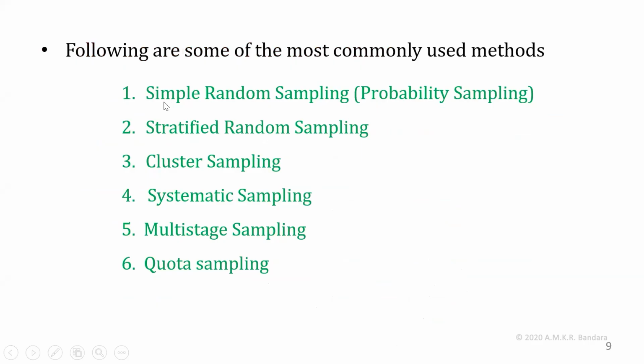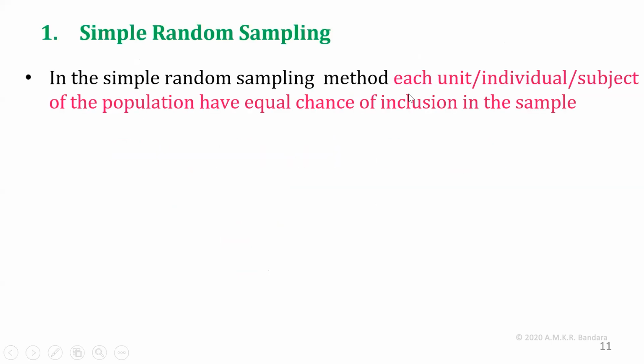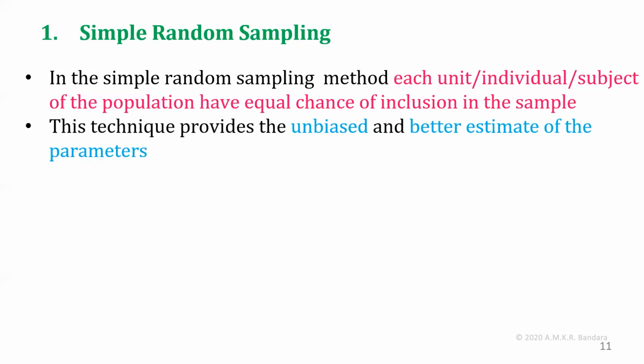Now, we will study the most commonly used sampling methods. Under this, we will study simple random sampling, stratified random sampling, cluster sampling, systematic sampling, multi-stage sampling, and quota sampling. The first sampling method is simple random sampling. In simple random sampling, each unit, each individual or each subject in the population has an equal chance of inclusion in the sample. Any one of the population has an equal chance of being selected for the sample.